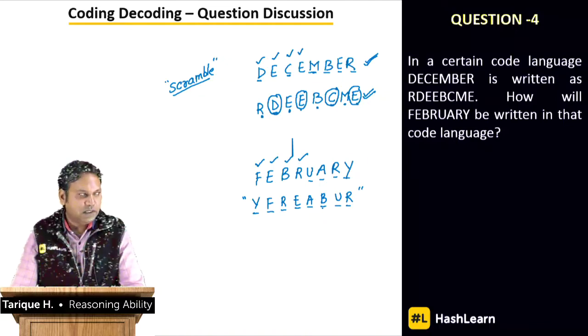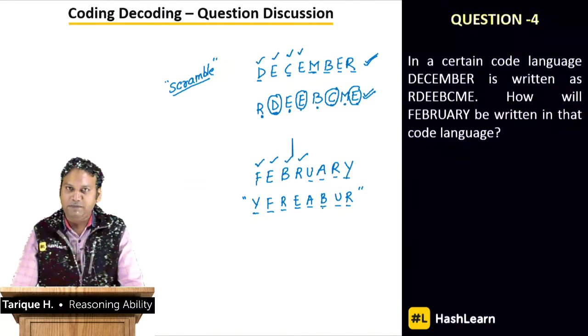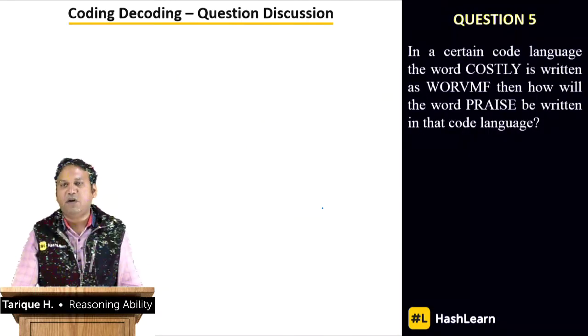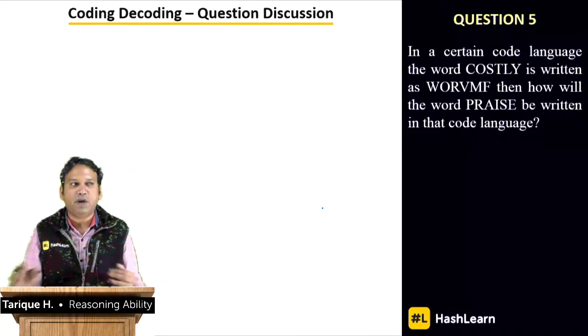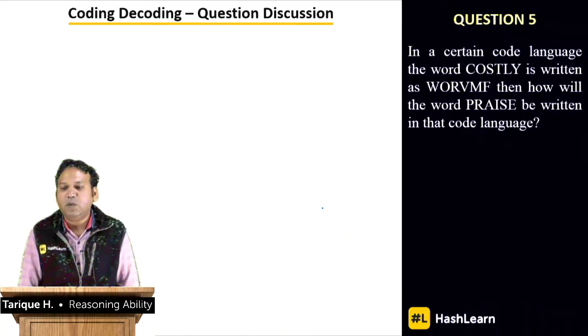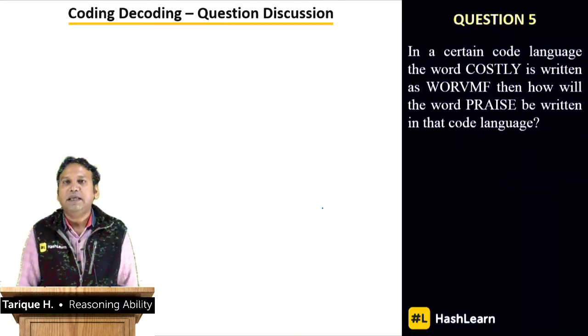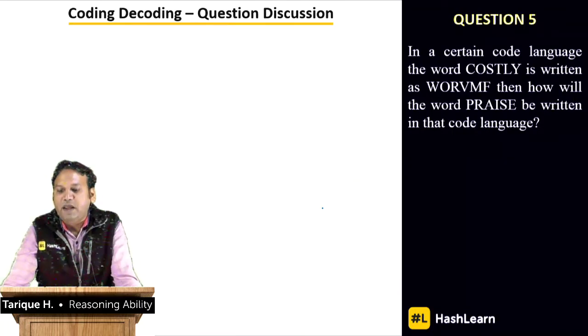Alright, so that's question number 4 for you, and then we move to question number 5, and let's see what is the concept used here. Okay, so question 5 is here on the screen for you. I'll give you some time. Again, note down the question. In a certain code language, the word costly is written as WORVMF. Then how will the word praise be written in that code language?